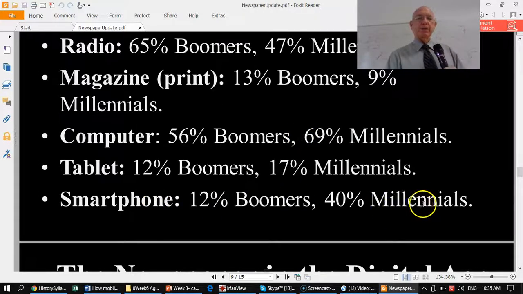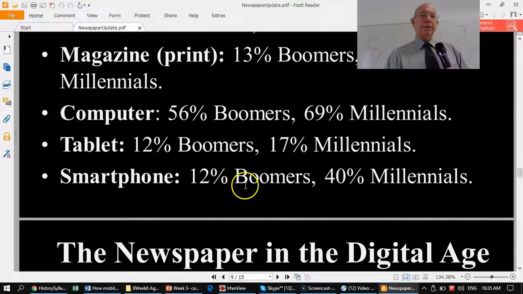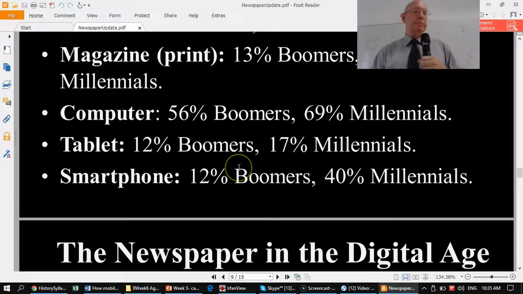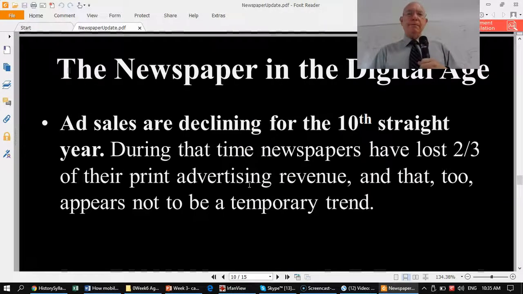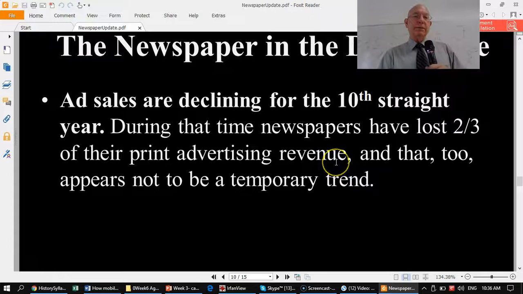Smartphone down here, millennials at 40%, boomers at 12%. Obviously, in tablets, more millennials, obviously computers, more millennials, and all of those. So they're accessing, by and large, by mobile or internet. The ad sales have declined. This is a couple of years old, probably now the 13th straight year. And they've lost 2/3 of their print advertising during that time.